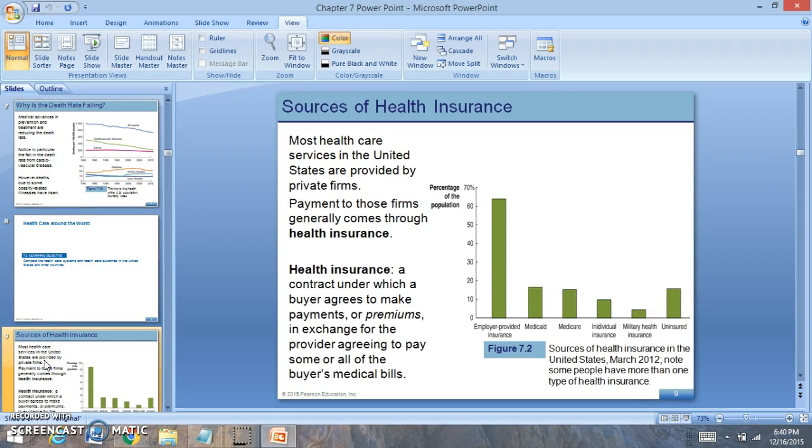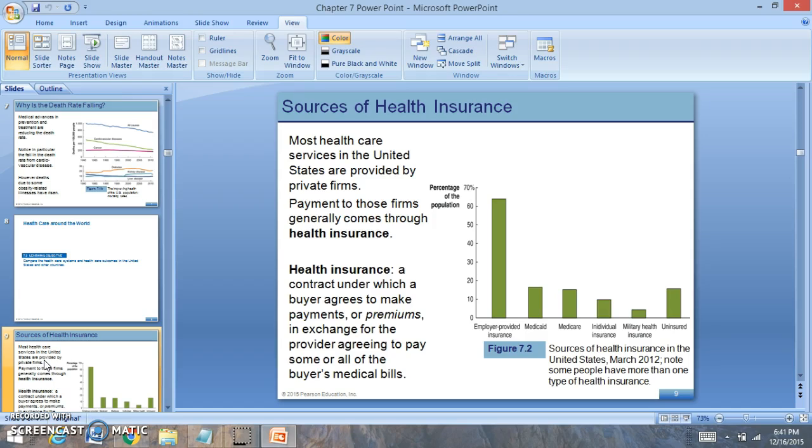Now, when we look at health insurance, there are many different sources. The largest source of health insurance, you'll notice, is employer-provided insurance. Employer-provided insurance is very important because that means employers are providing health insurance to their employees, and that brings about a lot of benefits for our economy. You also have Medicaid and Medicare, with many different advantages to these. And health insurance is very important.